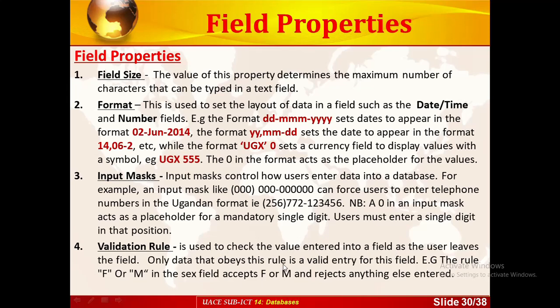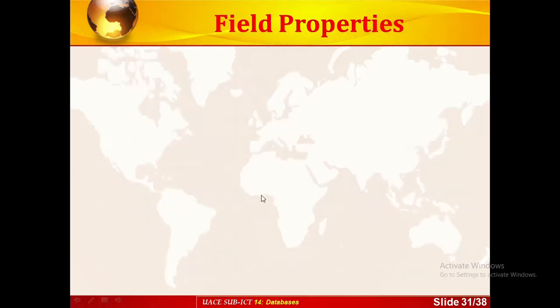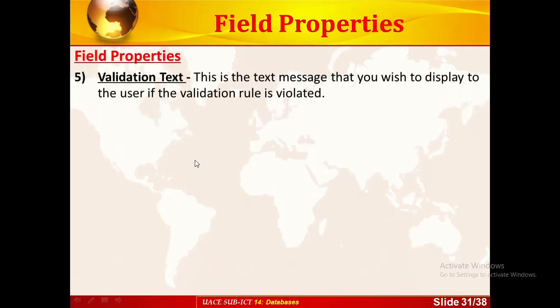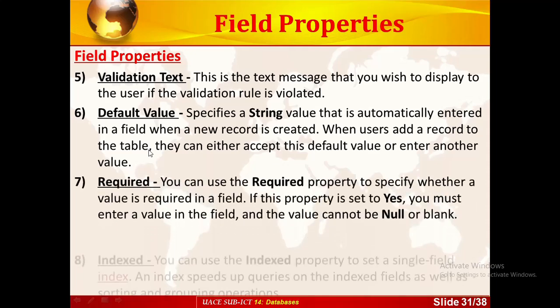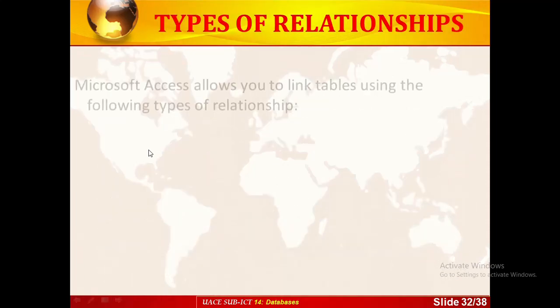So with this one, only data that obeys this rule is a valid entry for this field. So if the field is for F or M, the sex field accepts F or M and rejects anything else entered. So if you enter anything apart from F or M, it will always deny you access. Then we can look at other field properties like validation text. It will always display whatever you have put under validation text for where you required an index. So all these are field properties.